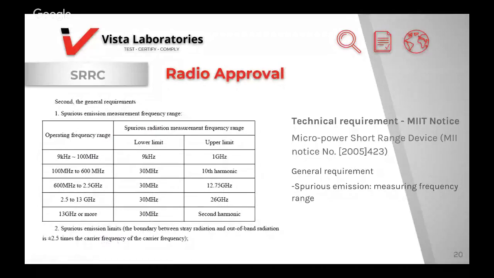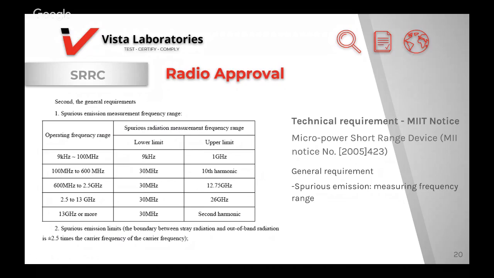And moving on with the SRD short-range device example for 2.4 gigahertz. Here we have some of the technical requirements translated to English on the left. This table shows the operating frequency range of your device as well as the spurious radiation measurement that we're required to measure the frequency range of.